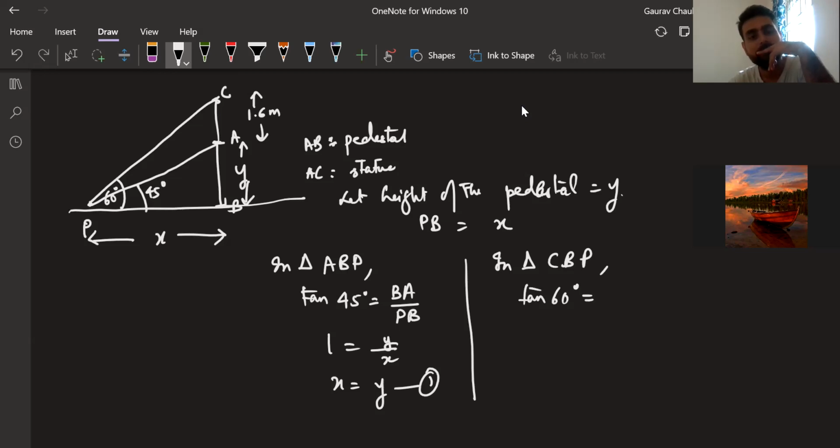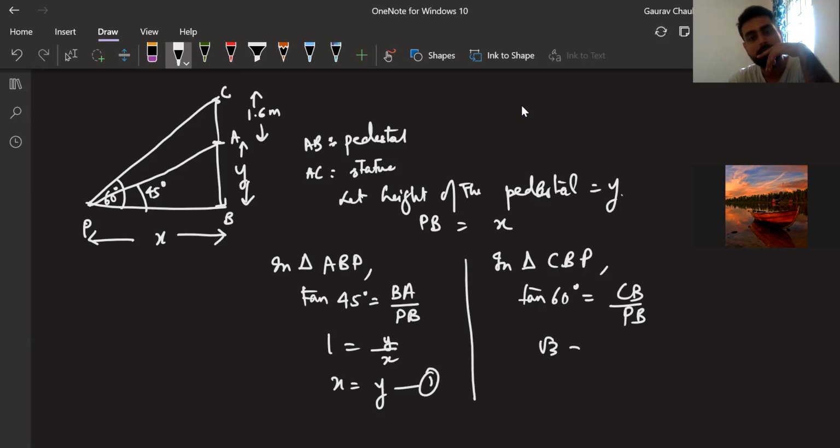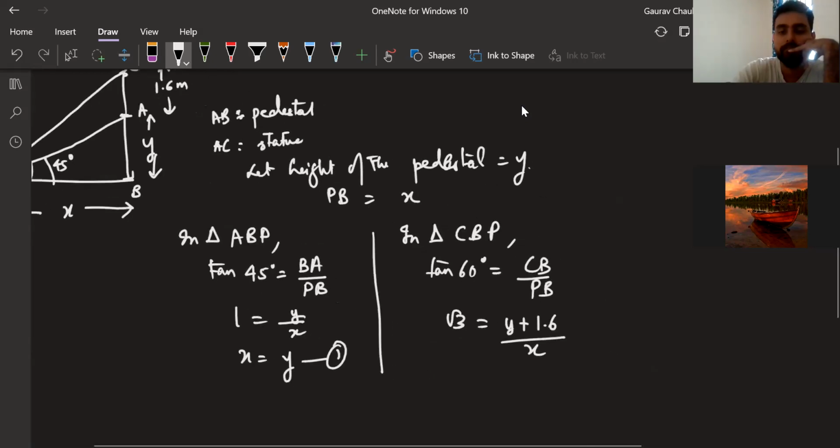Tan 60 degree is equal to CB by PB. Let me write this B clearly, maybe it's causing the confusion. Tan 60 degree is root 3. That is equal to CB is equal to Y plus 1.6, by X. Very good. Okay.